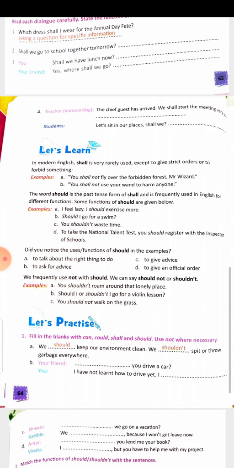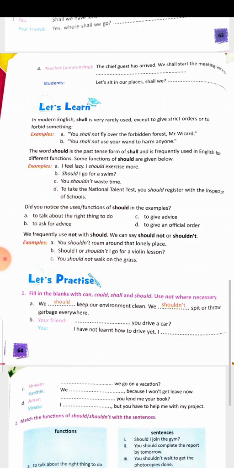Next, should I go for a swim? It is to ask for advice. Okay. Number C, you shouldn't waste time. It is advice. Someone is giving advice to another person. To take a national talent test, you should register with the inspector of schools. It is an official order.